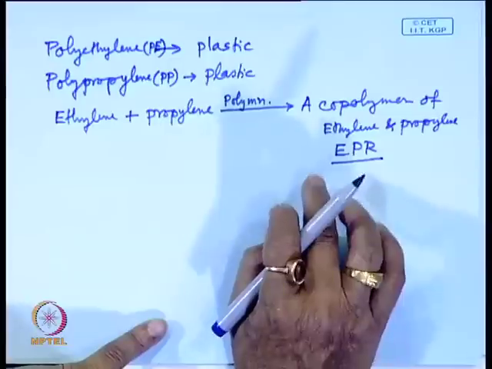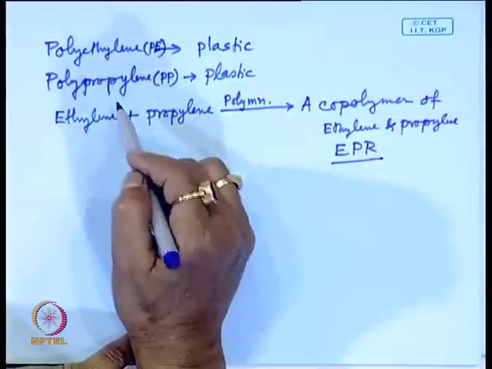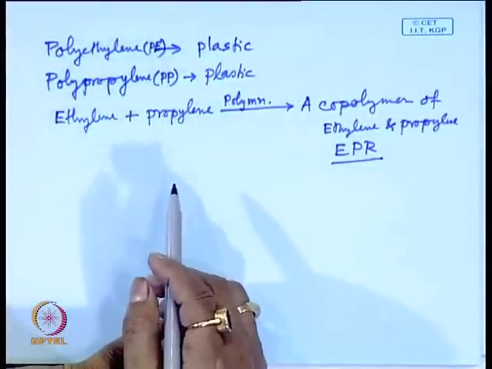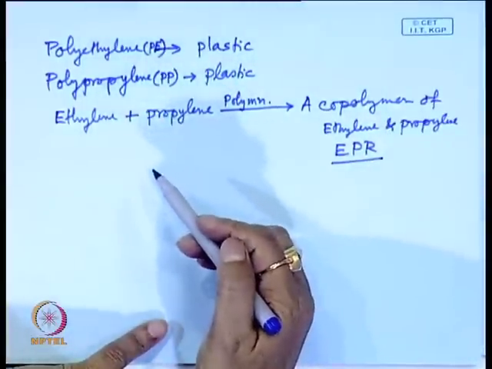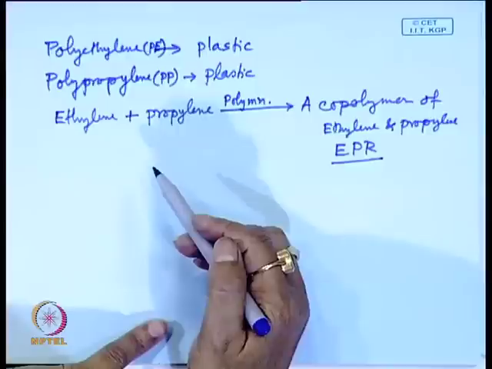The properties of this EPR are totally different from polyethylene and polypropylene. So, you got a new material from ethylene, polyethylene and polypropylene. So, this is a kind of tailoring technique. There are plenty.